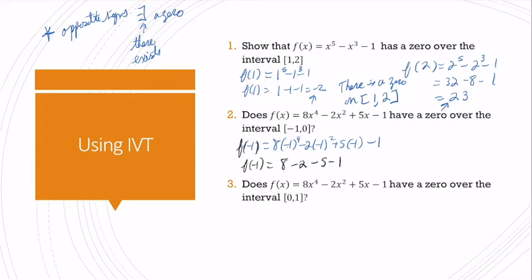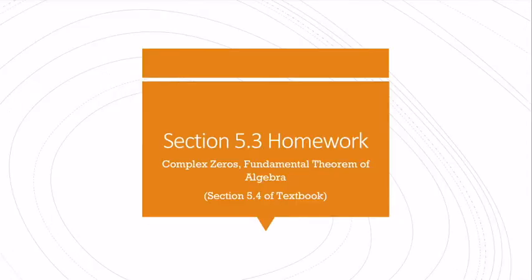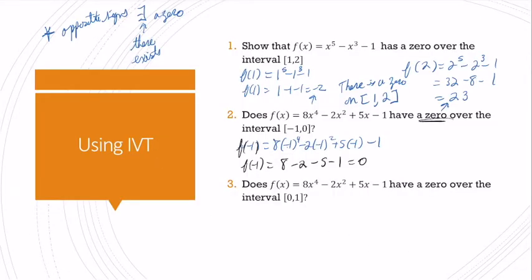8 minus 2 minus 5 minus 1. Well, that's going to be 0. So yeah, there's a 0 over this interval because I just found it. Great example, Miss Miller. Okay, let's check out f of 0. f of 0 equals, if I plug in 0 for all my x's, I'm just going to get negative 1. So there is a 0 over this interval.